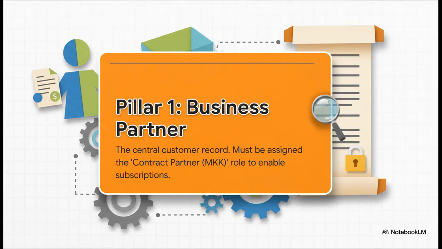First up, we have the business partner. This is the who, and it's so much more than just a name and an address. It's a super detailed profile of your customer. But here's the critical piece. You have to assign it the contract partner role, which has the code MKK. This role, it's like the golden key that unlocks the ability for this customer to actually enter into a financial contract inside SAP. It's non-negotiable.